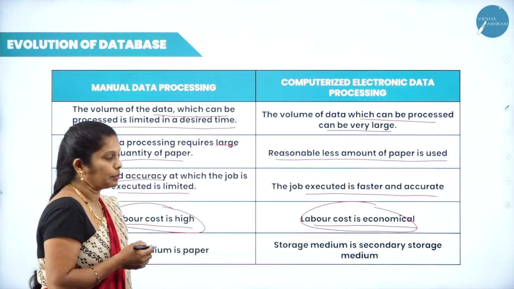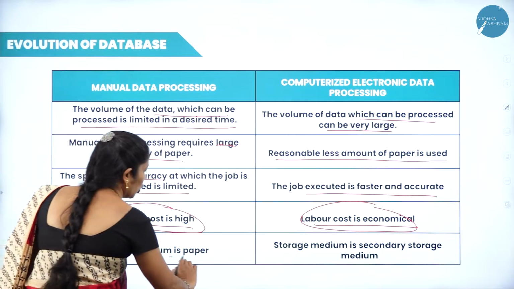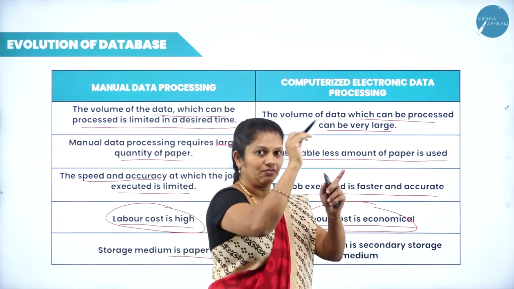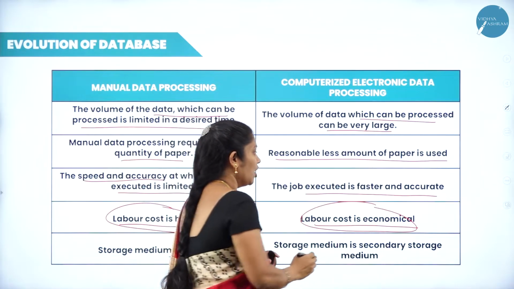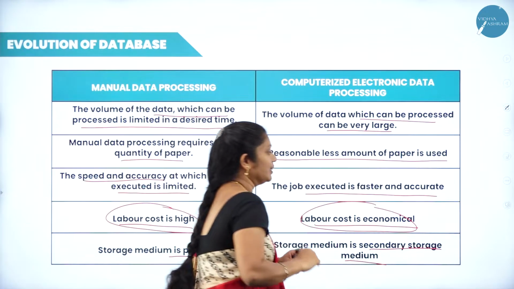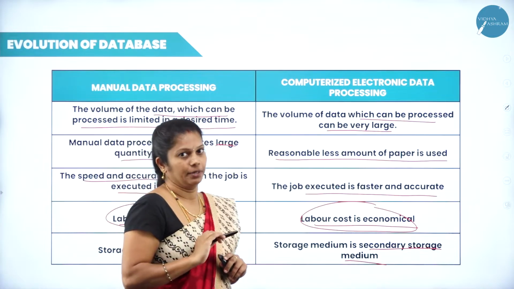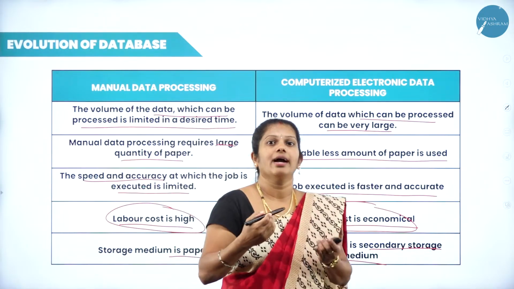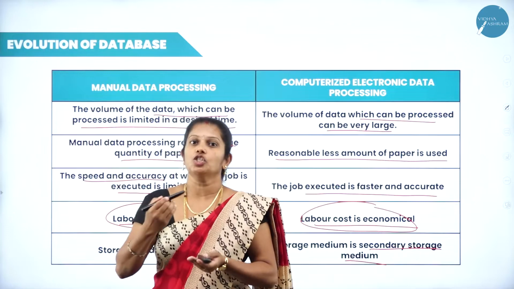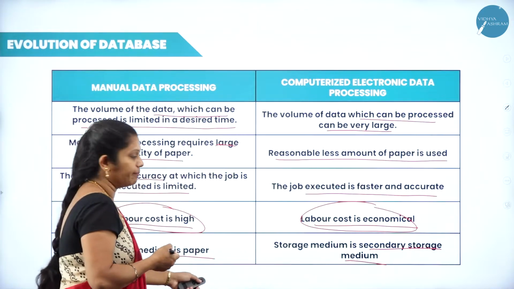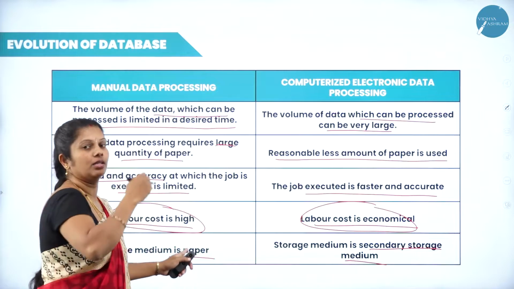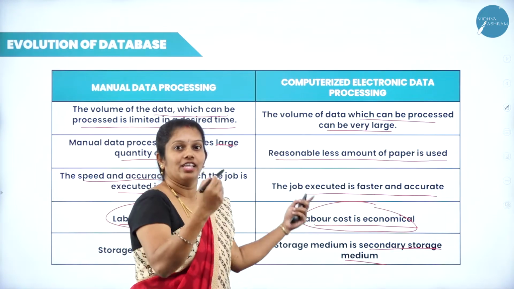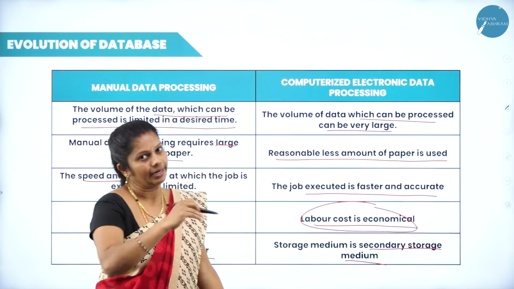In electronic data processing, next, the storage media in manual is always paper. Whatever transactions we do will be stored on a sheet of paper. Everything is written on a sheet of paper. Whereas in electronic, we use secondary storage devices for storage purposes. It means I can store the data in secondary devices like hard disk, floppy disk, pen drive, for future purposes. There I can store my information, and whenever I want, I can access it.